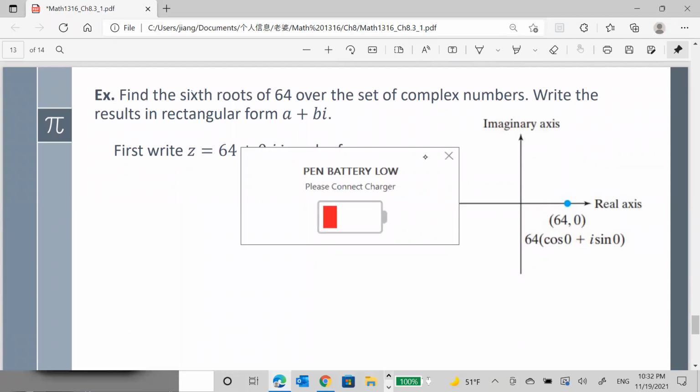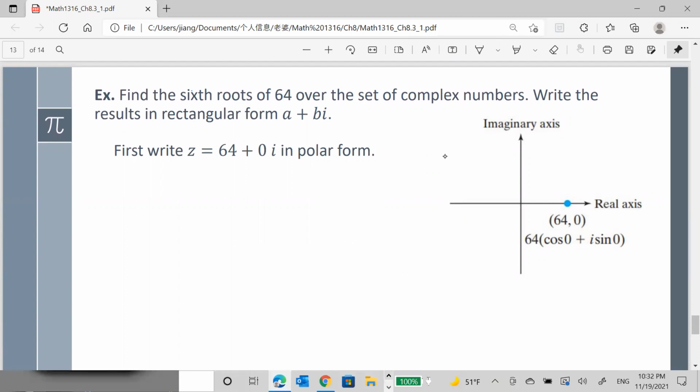Okay, let's use the formula to solve the question. Find the 6 roots of 64 over the set of complex numbers. Write the result in rectangular form, a plus bi. They give us z equals 64 plus 0i. Oh, this is not given. The given is the 6 roots only for 64, so it's over the complex numbers, that means over the complex plane. So z is not only 64, it's 64 plus 0 times I. That means z to the 1/6 power has 6 solutions.